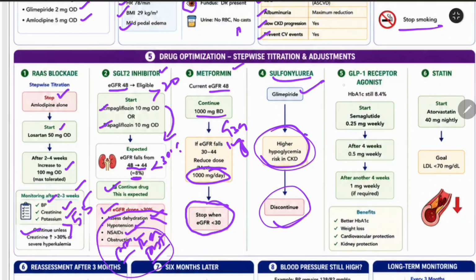We are starting a GLP-1 receptor agonist in this patient because the HbA1c is still 8.4. So we are starting semaglutide, and we have achieved the 1 mg dose. And we are starting a statin as a primary measure to prevent cardiovascular events. So atorvastatin 40 mg daily at night, and the goal is LDL less than 70.